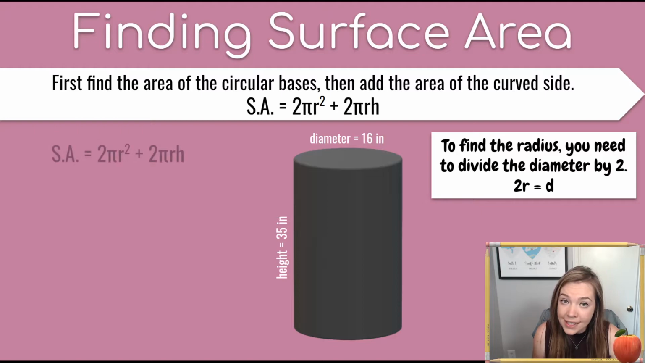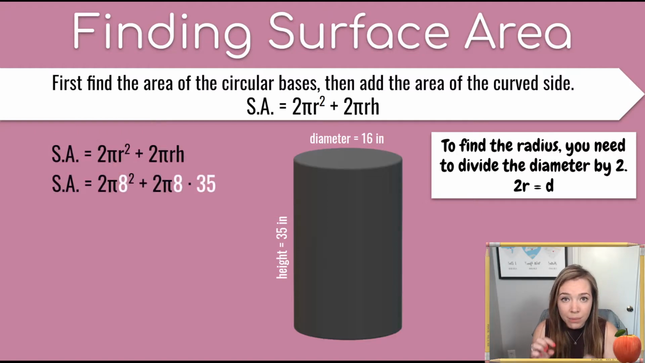So let's bring down our formula and replace the information that we know. Everywhere I saw an R, I replaced R for radius with 8 because that's what we found. And then I replaced the H with 35. And now I have an equation I can work with.